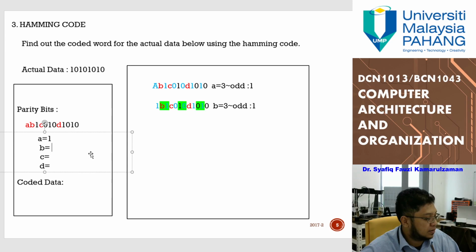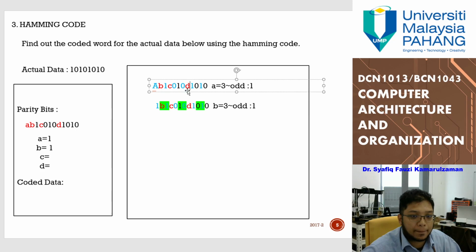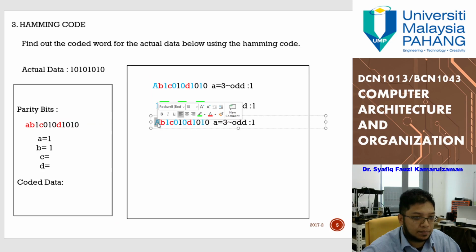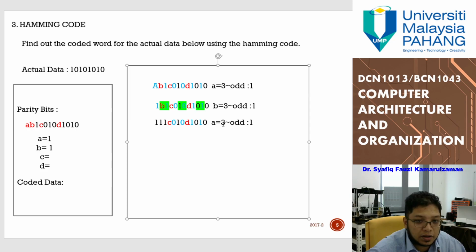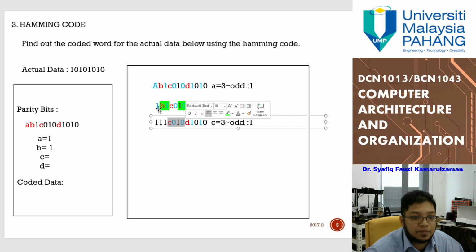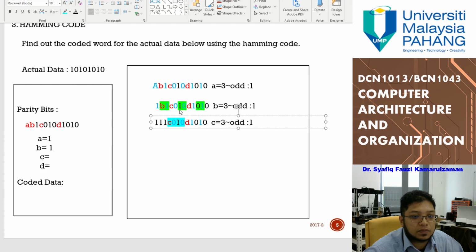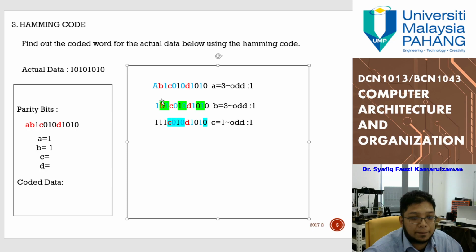And then we go towards C. A is 1 and B is 1. Let's change color back to black so we will not get confused later on. Now, how do you get C? C is take 4, skip 4. Here the total is 1, which is odd, so C is also 1.